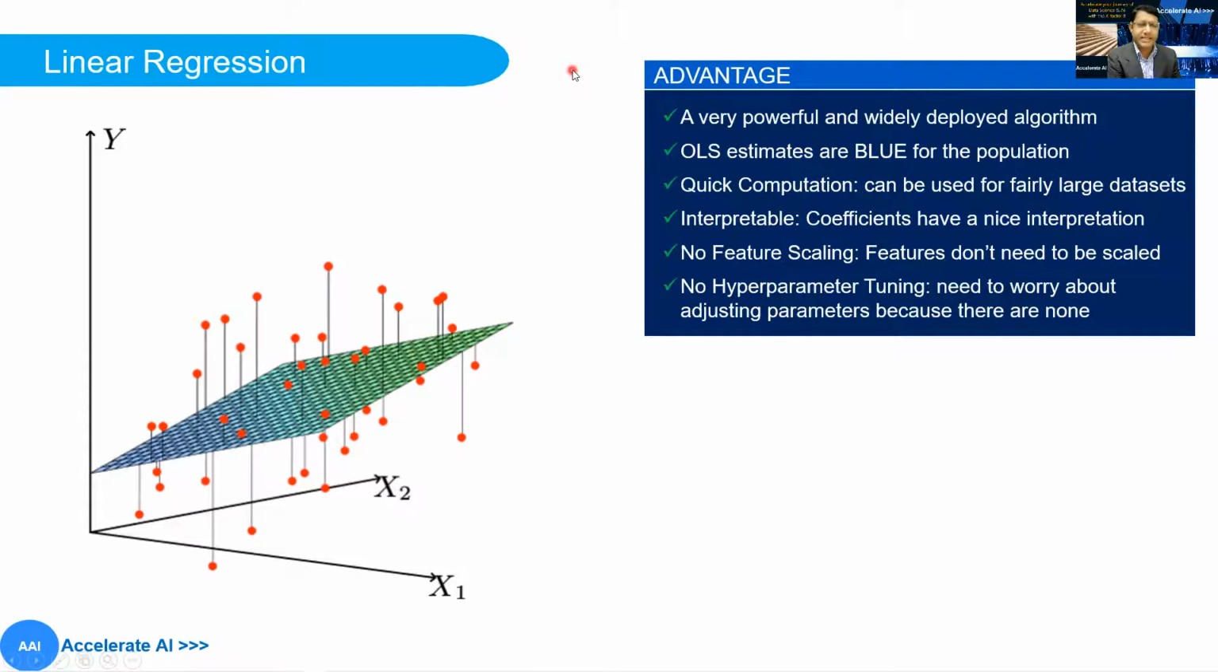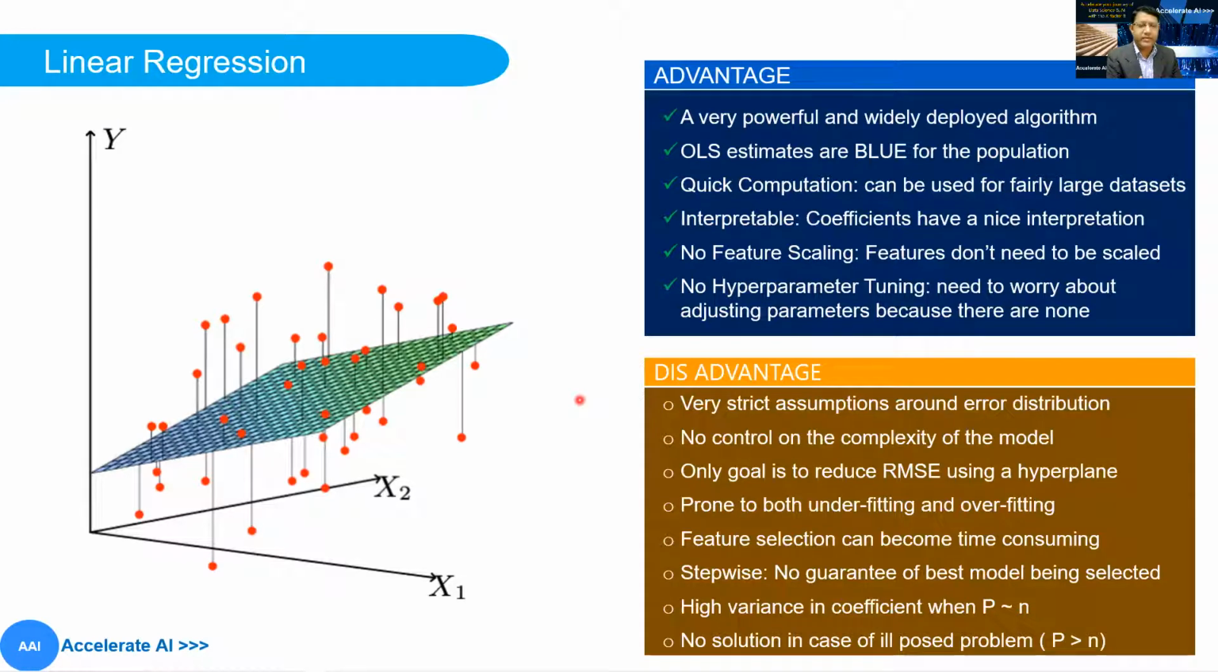The ordinary least square estimates of the betas from the sample are also what are known as best linear unbiased estimates, even for the population. Linear regression is quick in computation because we have a formula, so we don't have to go and look at the data all the time. And hence it can be used for fairly large data sets as well. The estimates are very interpretable. The model is very interpretable. The coefficients have a nice interpretation. Also, we don't need to do any kind of feature scaling in case of linear regression. And there are no hyperparameters to be tuned in linear regression.